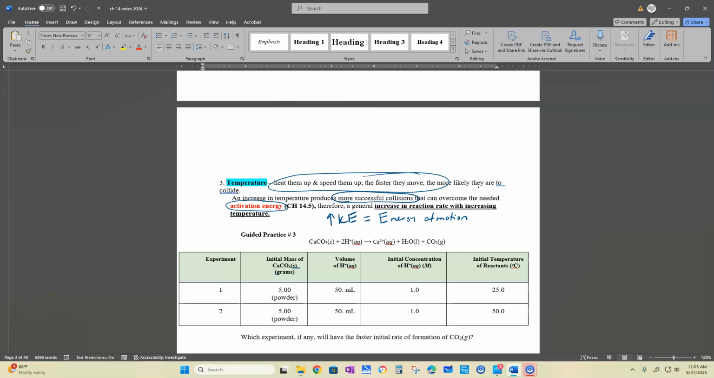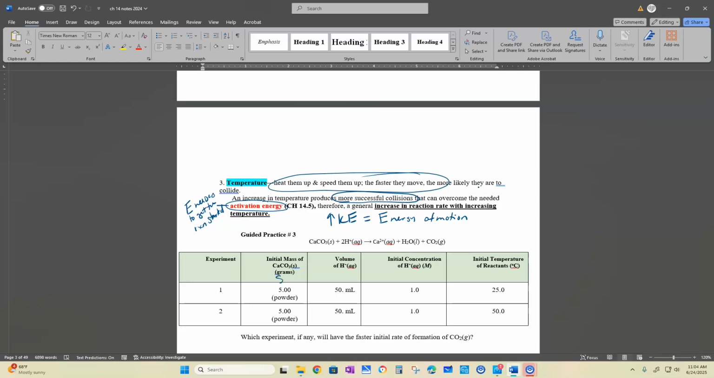Now, like I said, 14.5. Activation energy is that energy needed to get the reaction started. Okay? You always need energy in the beginning. Therefore, an increase in reaction rate with increasing temperature. I think it's a little common sense to me.